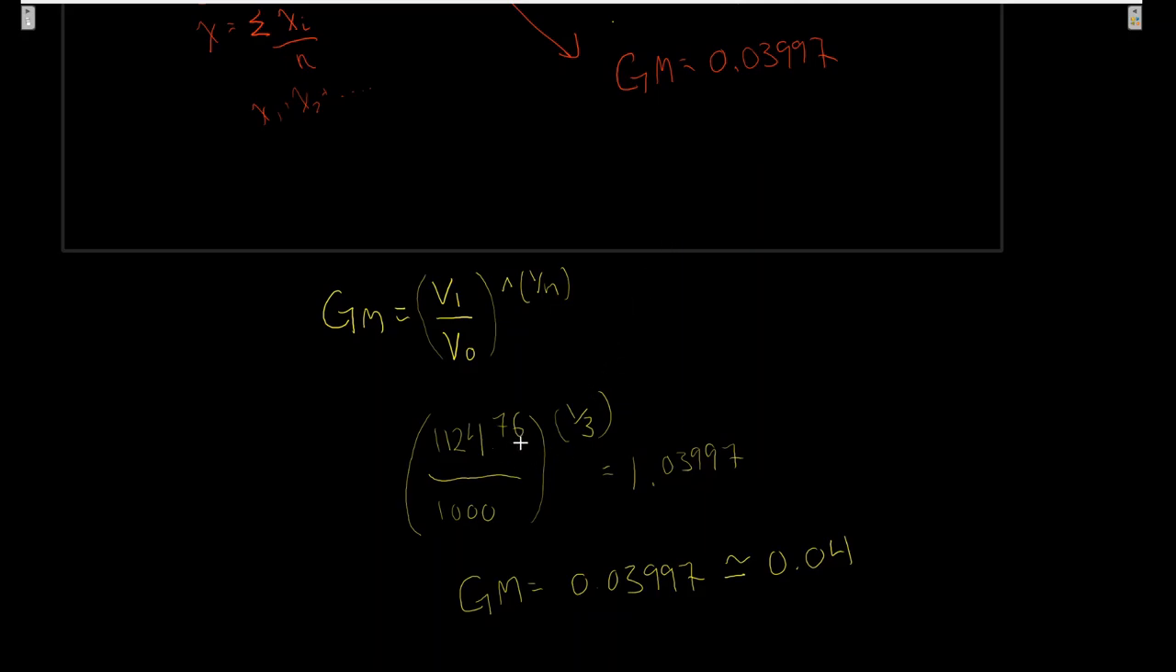So another way we can calculate this, if instead of knowing all of those values of return, we just know where we started and where we ended up, over how many periods, we can get the same result that way.